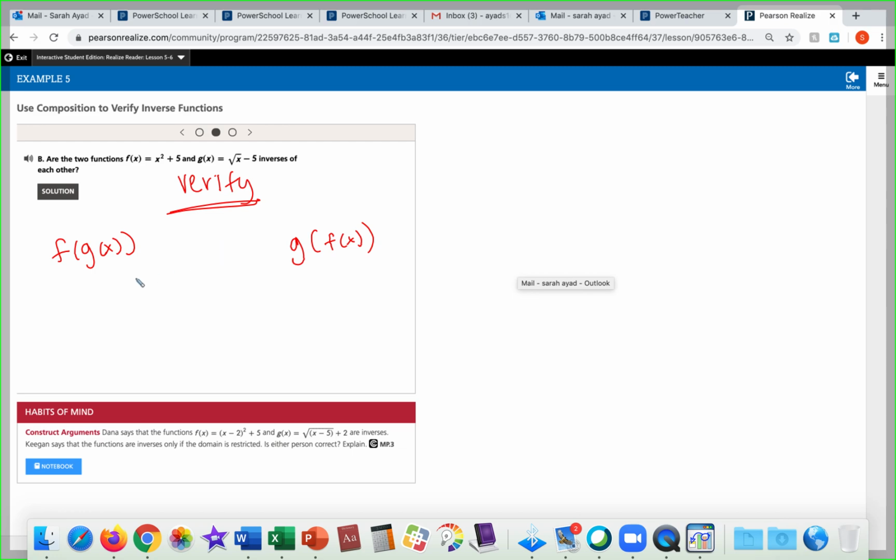Let's see. So here, f of g of x, I have something squared plus 5. Instead of x, I'm going to plug in g.